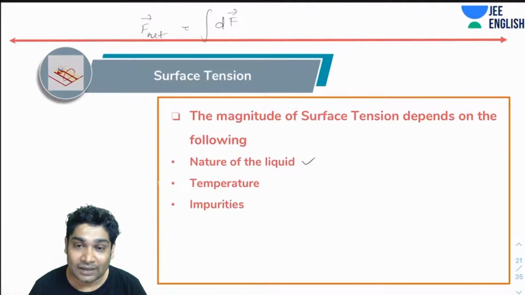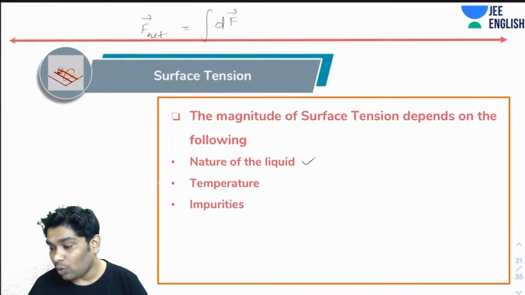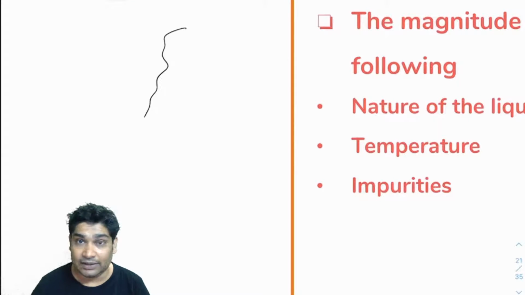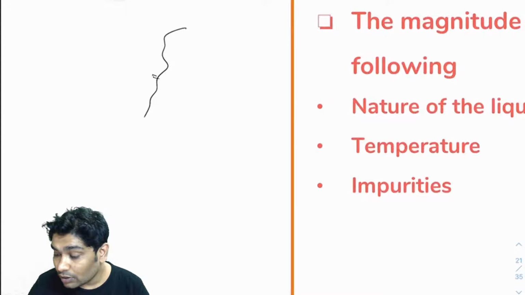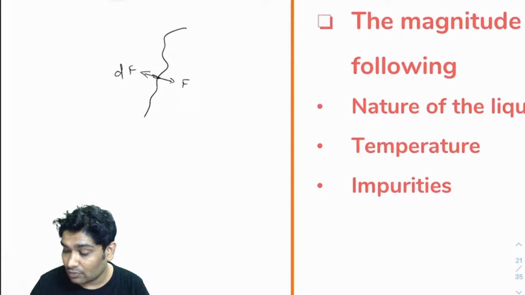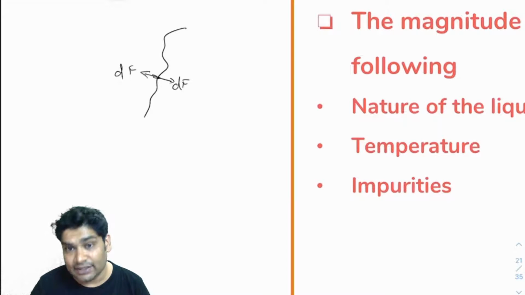The net force in any case would be zero, by the way. Why? Even if you had a segment like this, the force on this side would be here, the force on this side would be here, and the net force would be zero if you had liquid on both sides. Yes, you can do that while integrating.